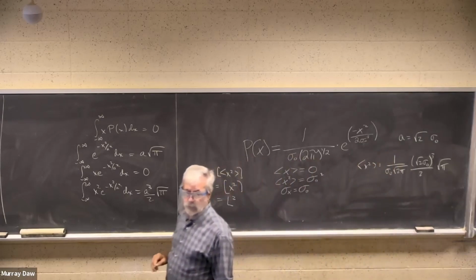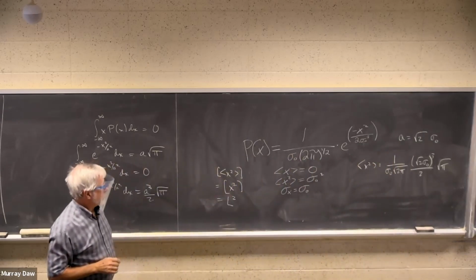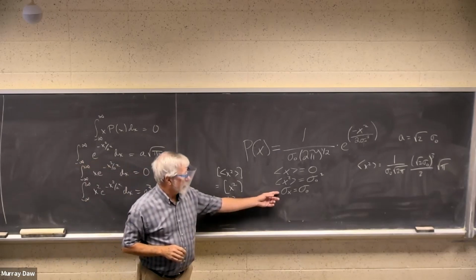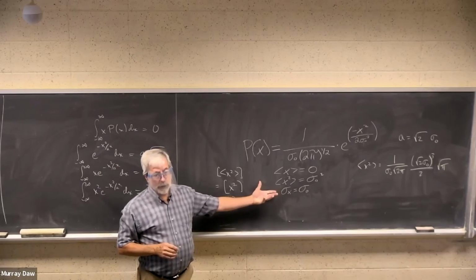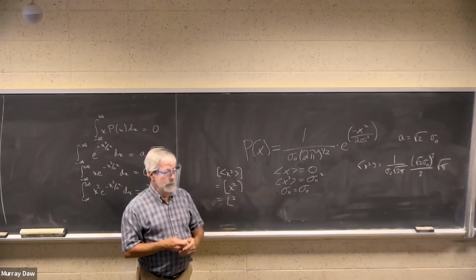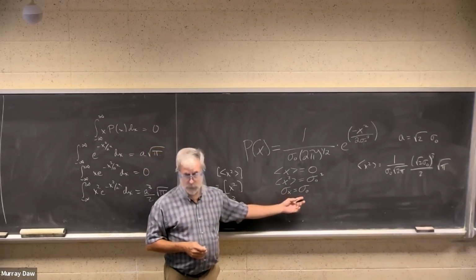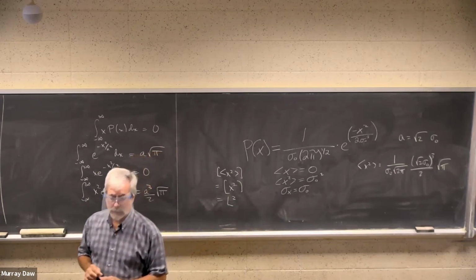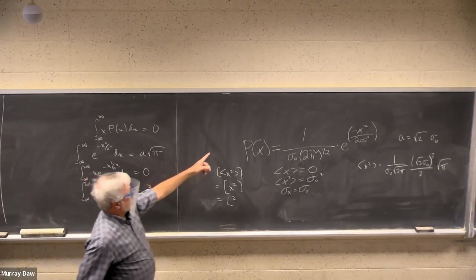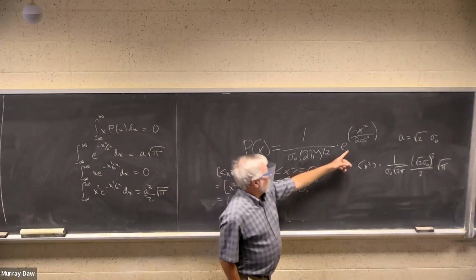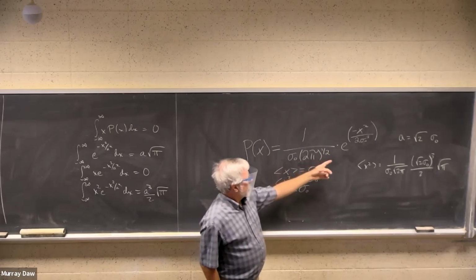Everybody okay with all that? And what should be the dimensionality of sigma x? It should be the dimensionality of x, so that should be a length. So that's the Gaussian wave function and the Gaussian probability density.